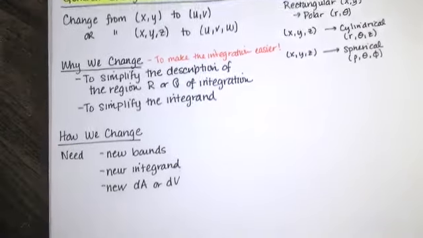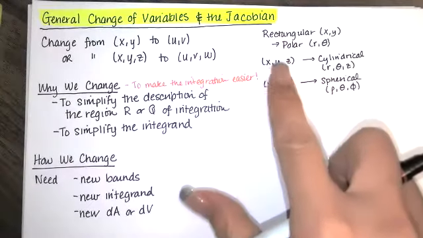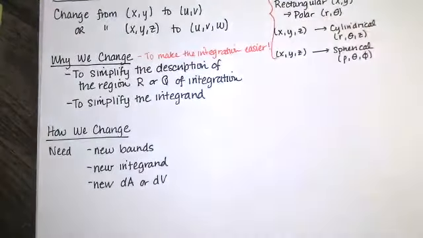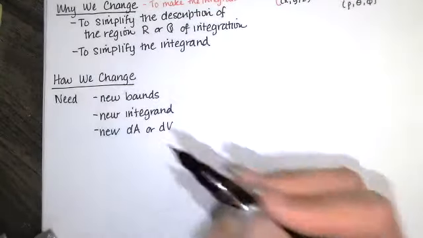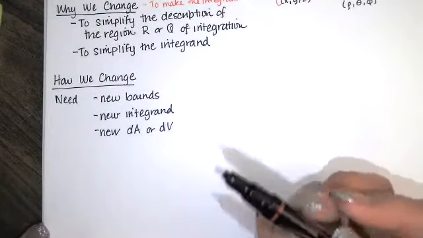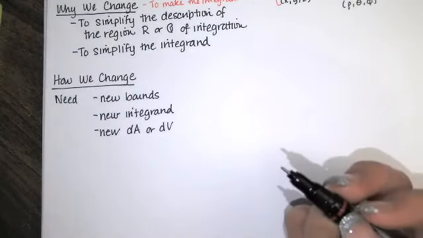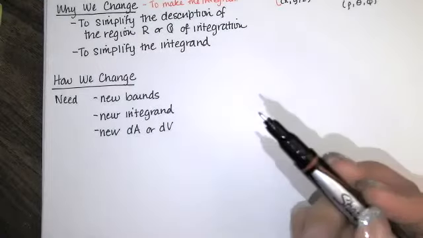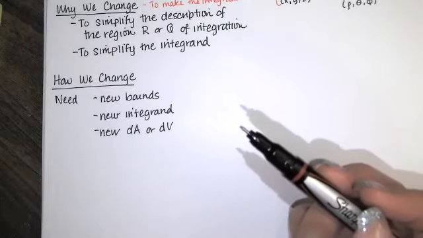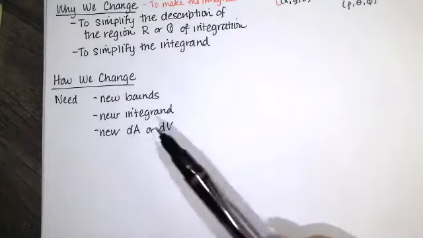Now we change variables in the same way that we changed from rectangular to polar, rectangular to cylindrical, and rectangular to spherical. We need three things whenever we're changing variables. We need new bounds. We had bounds in terms of x and y. Now we need new bounds in terms of u and v if we're doing a double integral, or u, v, and w if we're doing a triple integral. We need a new integrand. So instead of having an integrand in terms of x and y, we need an integrand in terms of u and v. And then we need a new dA.